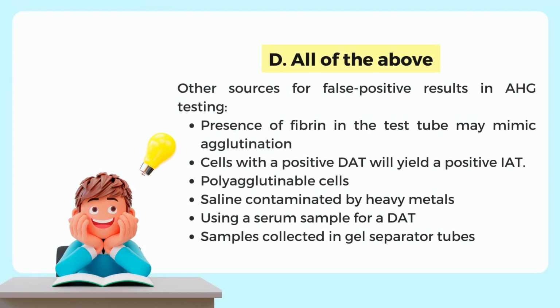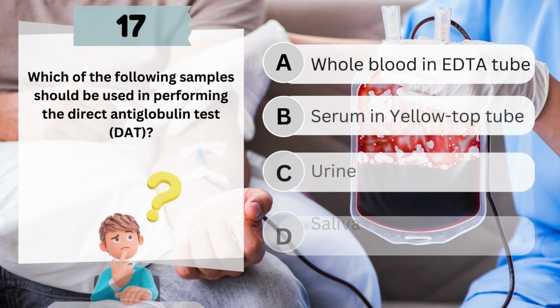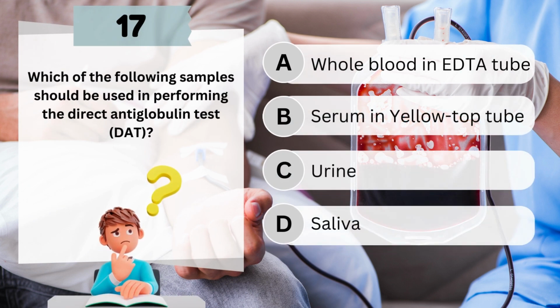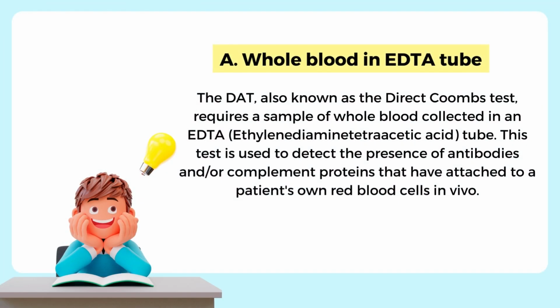Which of the following causes false positive results in anti-human globulin testing? The correct answer is D. All of the above. Which of the following samples should be used in performing the direct antiglobulin test? The correct answer is A. Whole blood and EDTA.